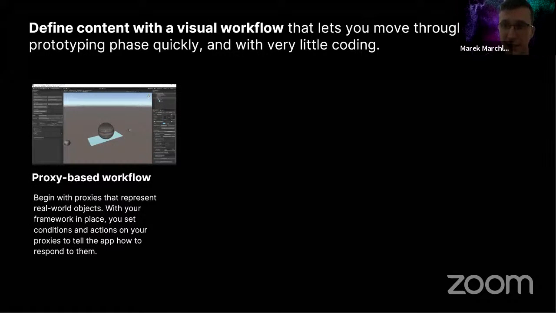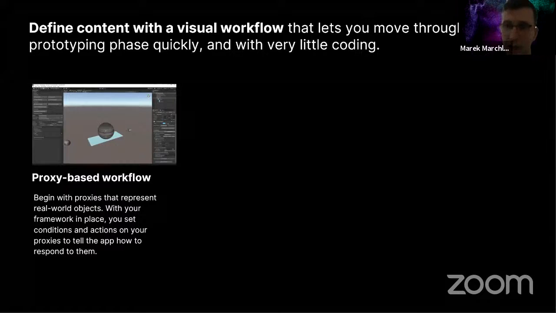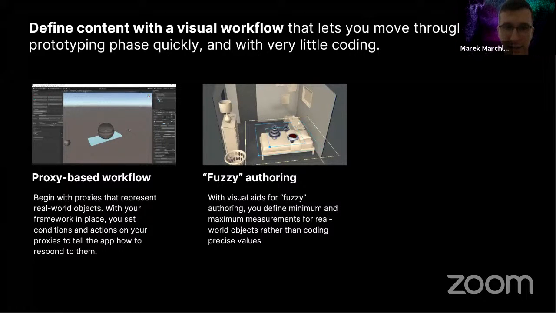The basic idea here in Mars is the proxy-based workflow. So the proxies, as I mentioned before, represent these real-world concepts like a chair, a table, a bed, a window, and things like that. And users are able to set different conditions and actions to tell them how the application should behave when you encounter that proxy. And we have this fuzzy offering that allows you to fit your application to many different scenarios. So maybe for a bed, instead of having just one size, you can set the minimum bounds and the maximum bounds, to allow for some flexibility in your application.